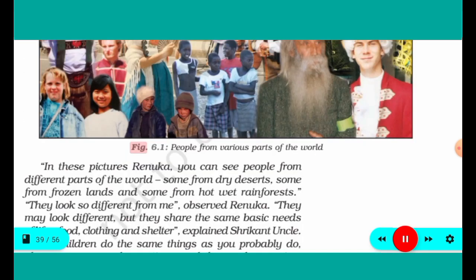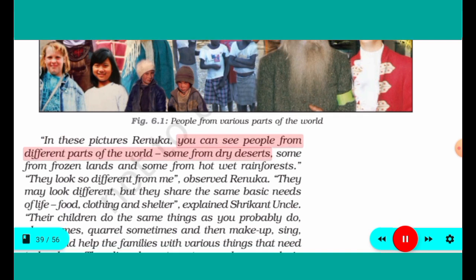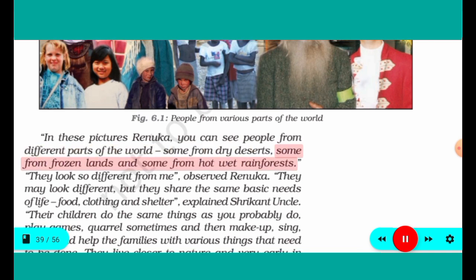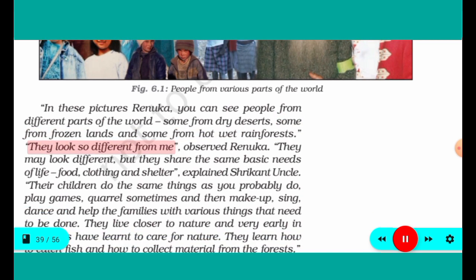Fig. 6.1. People from various parts of the world. In these pictures, Renuka, you can see people from different parts of the world, some from dry deserts, some from frozen lands and some from hot wet rainforests. They look so different from me, observed Renuka.